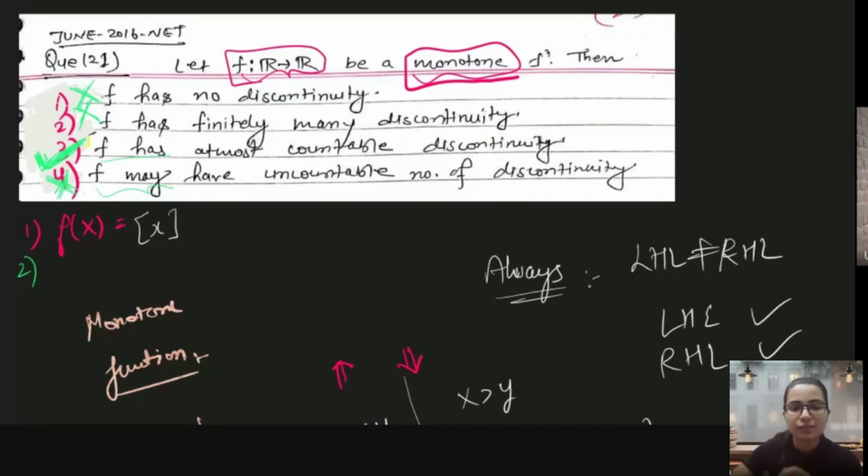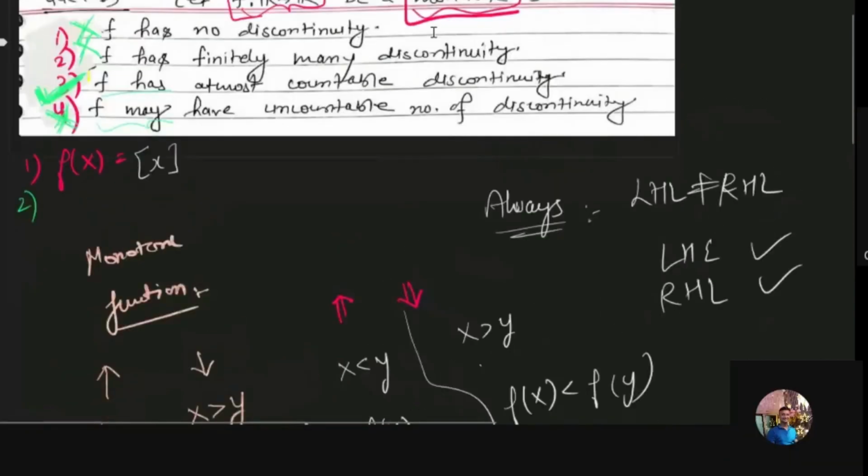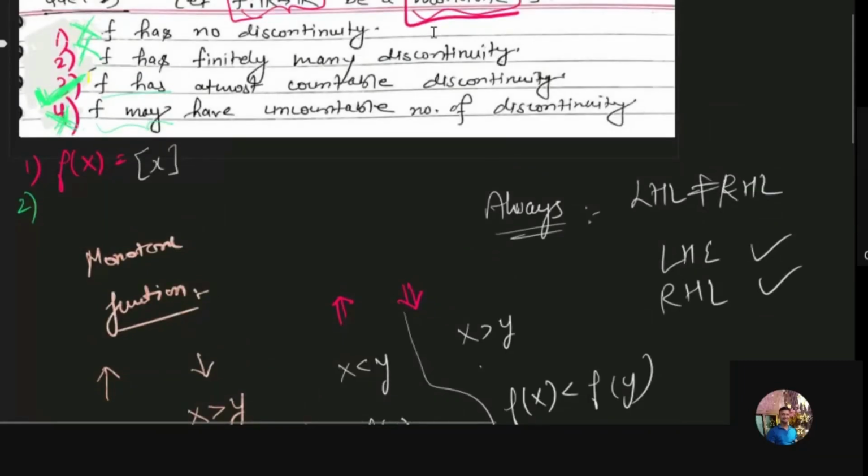So what we discussed means that when I try to prove the fourth one, at that time I'll get a contradiction.